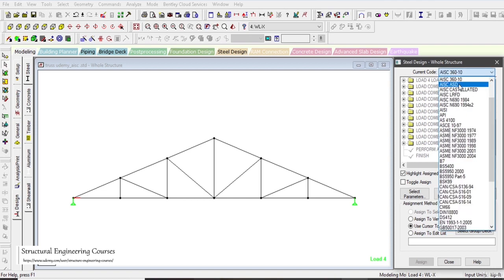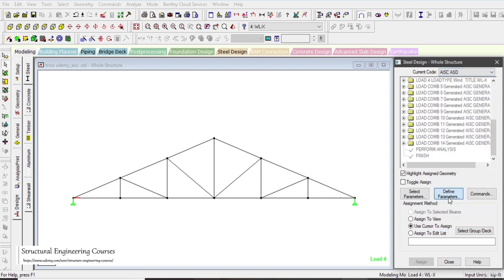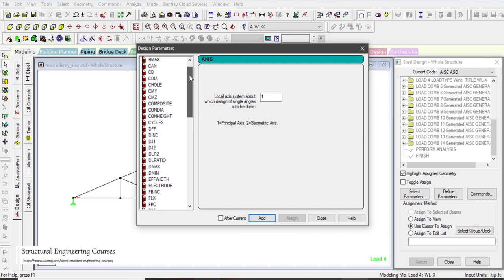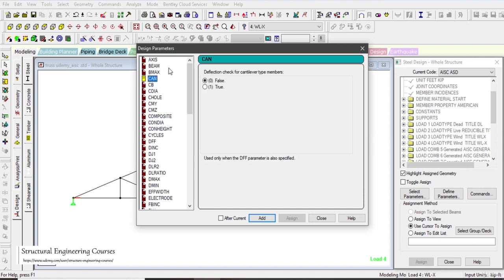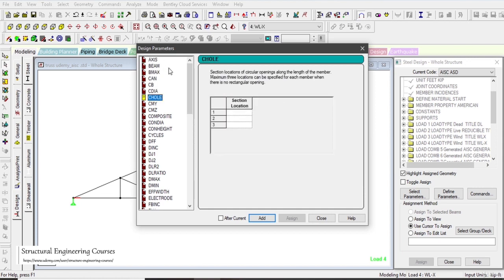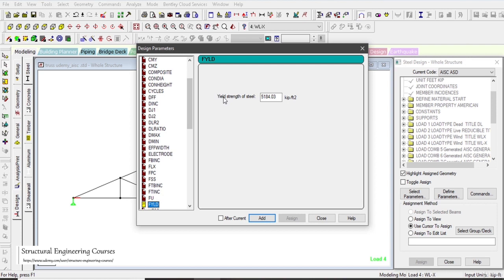Here we need to select AISC ASD, and here we need to select the defined parameters. Under the defined parameters we can select FYLD command. FYLD is in kips per foot square. So we can select yield strength of steel as 5184, and we need to check the other specifications also. Yield strength is already selected. Ultimate tensile strength we can also select.